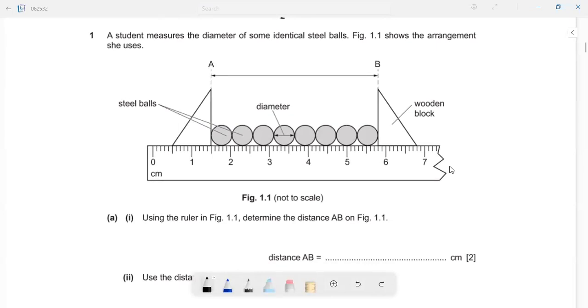Hi everyone. Today we will see the question paper, Physics Paper 3, Theory, May-June 2023. First question is, a student measures the diameter of some identical steel balls. She uses the arrangement shown, marked A, B. Using the ruler in figure 1.1, determine the distance AB. So we need to find the distance AB.